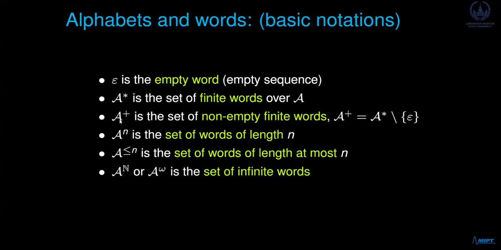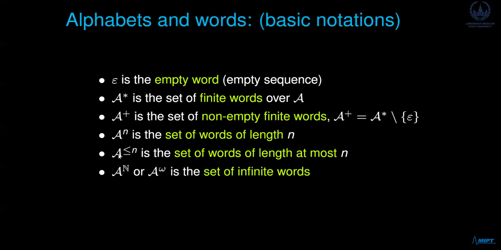Moving on, A plus is the set of non-empty finite words over alphabet A. Formally, this is defined as A plus equals A star minus epsilon, meaning it's the same as A star but without the empty word. Then A to the power n refers to the set of all words of length n over the alphabet A. For example, if we were looking at the binary alphabet 0 and 1, A to the power 2 would be 00, 01, 10, 11.